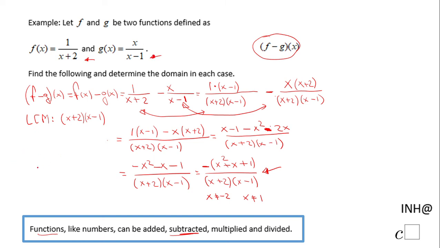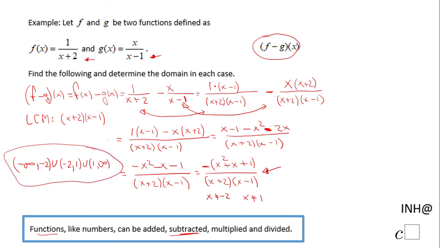How are we going to write this in interval notation? Negative infinity to negative 2, union negative 2 to 1, union 1 to infinity. So this is the same thing as saying any number but negative 2 and 1.